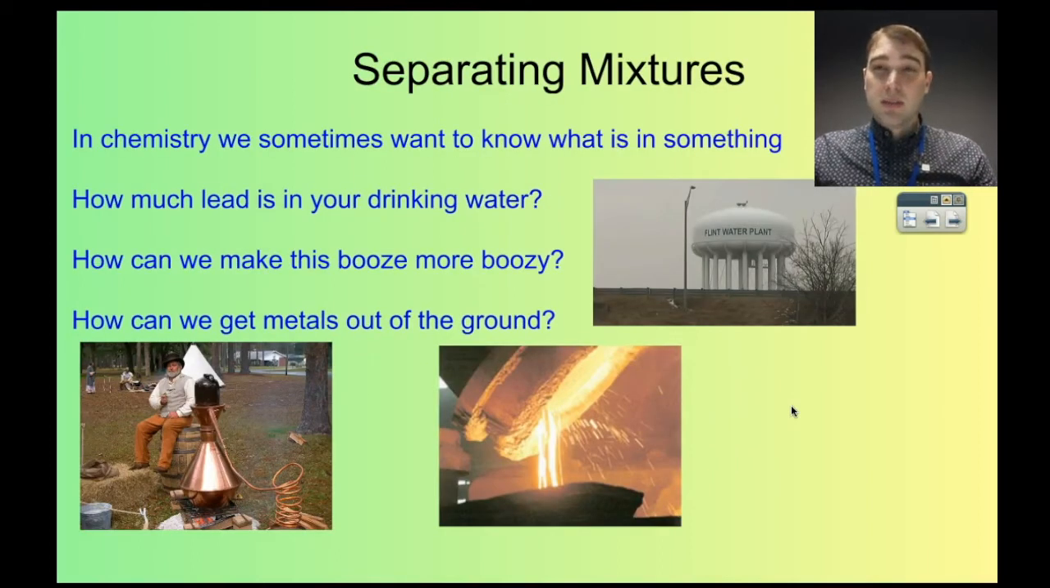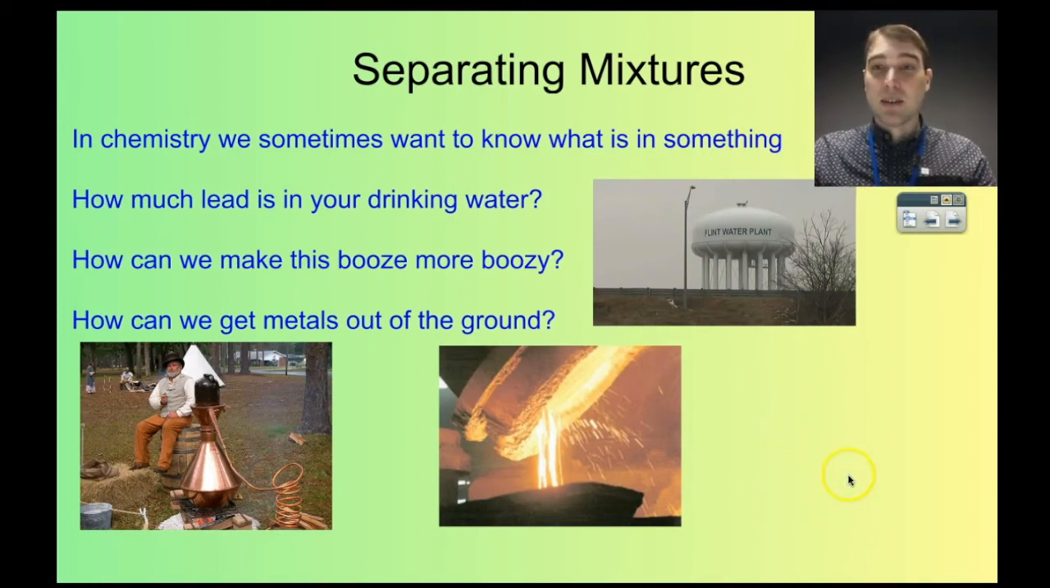So in chemistry, it's sometimes nice to know what is inside something. So what makes up and what composes something. And the way we do that is by separating them out. Sometimes when we're separating out, we're trying to answer specific questions. So a good question is how much lead is in your drinking water. Lead is a heavy metal. It's neurotoxic. It's not good for you.